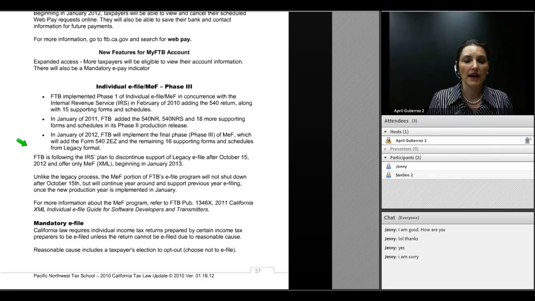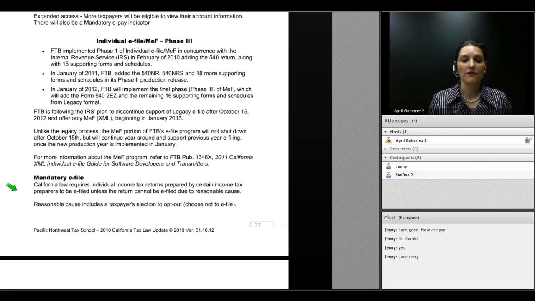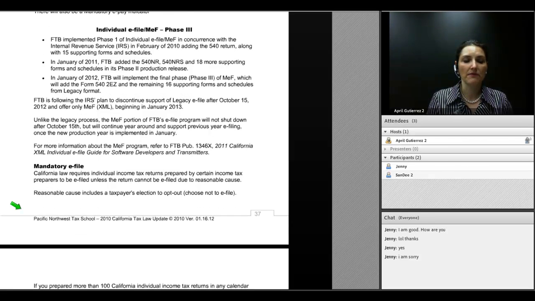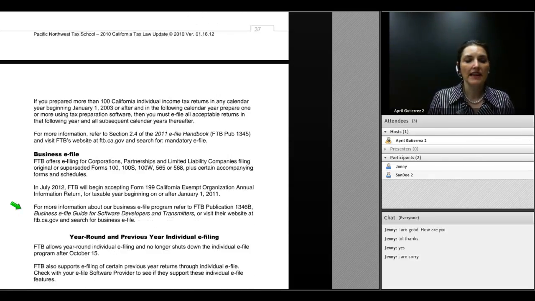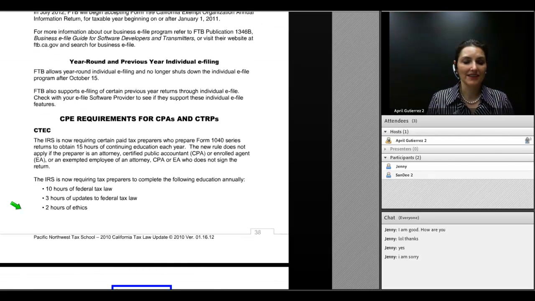Also, it will allow you to go back and file back your returns if the software you're using and the forms being filed were accepted through California MEF in the particular year that your software applies to. California, like the federal, has a mandatory e-file provision. California has had mandatory e-file for longer than the IRS has.